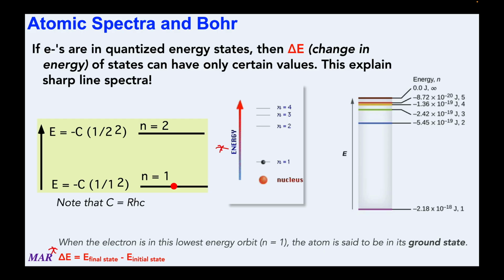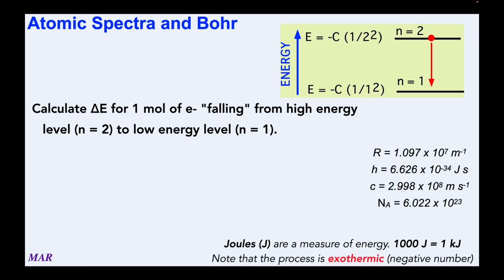On the right-hand side there, you can see the actual energies per electron in these different states. And you can calculate then the energies released, energies given off, if you want to, which is kind of cool. So let's calculate the change in energy for a mole of electrons falling, i.e. going back to home base, n equals 1 from n equals 2. So this electron earlier went up to n equals 2, but now it wants to go back to the n equals 1 state.